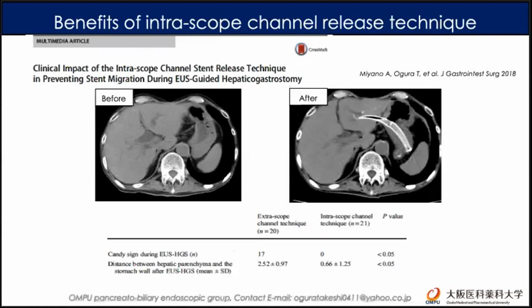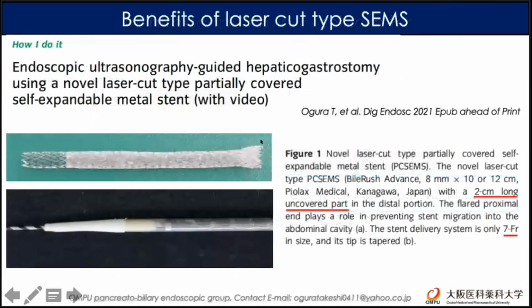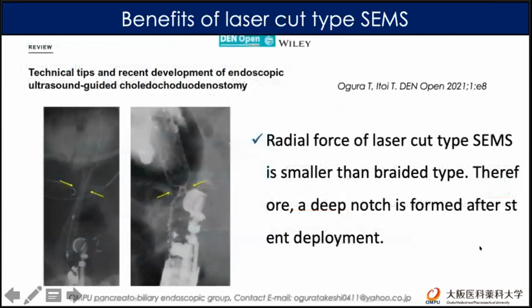Indeed, adhesion between the hepatic parenchyma and the stomach wall can be obtained. However, this technique may not be easy for non-expert hands. So recently, a novel laser cut type metal stent has become available in Japan. This stent has a 2 cm long anchor side, and the stent delivery system is only 7 French. The axial force of the laser cut type self-expandable metal stent is smaller than that of the braided type. Therefore, a deeper notch, as shown in this figure, is formed after stent deployment.